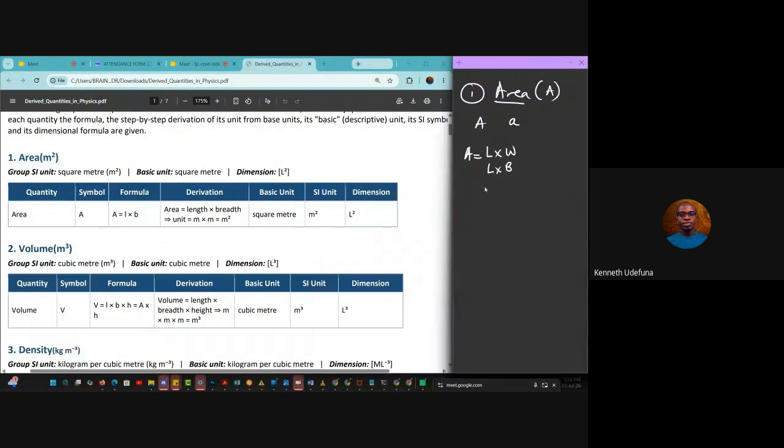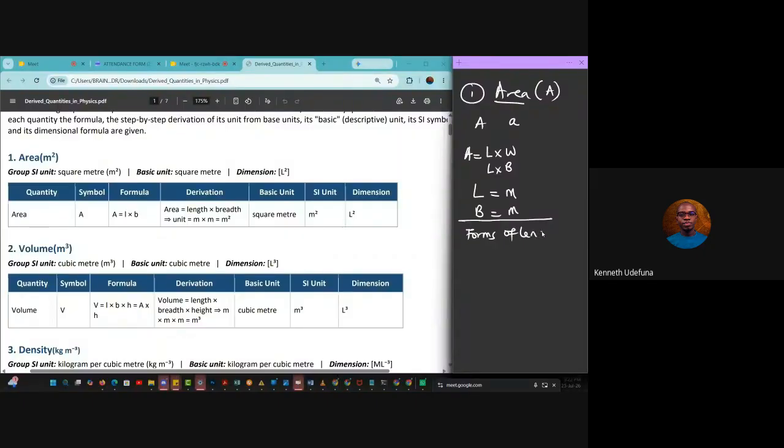If you go back to our basic units or our fundamental quantities, you will discover that under our fundamental quantities, I said that length is measured in what? Meter. The SI unit of length is meter. And since the SI unit of length is meter, the SI unit for breadth is also meter. How did I know? Because there are what we call forms of length, or types of length, or classes of length.